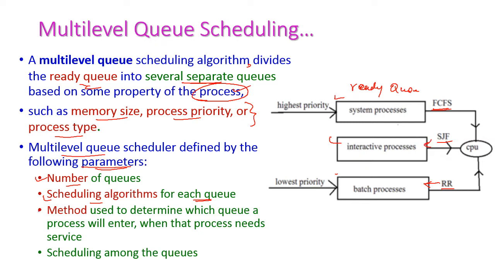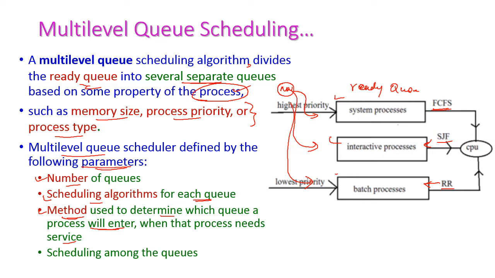And the third one is the method used to determine which queue a process will enter when the process needs service. See, when a new process is created, which queue will the new process go to? So we have to identify the method for selecting the corresponding queue.